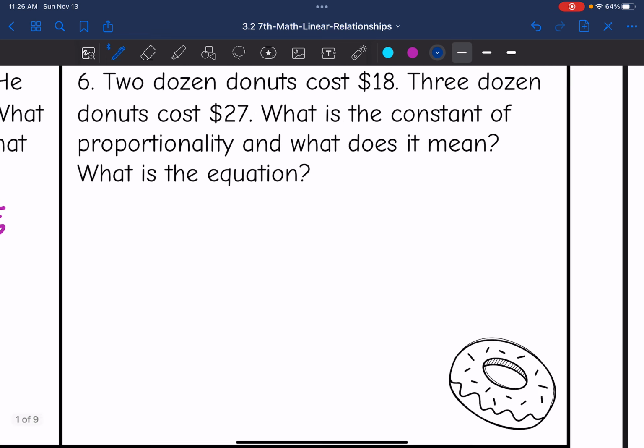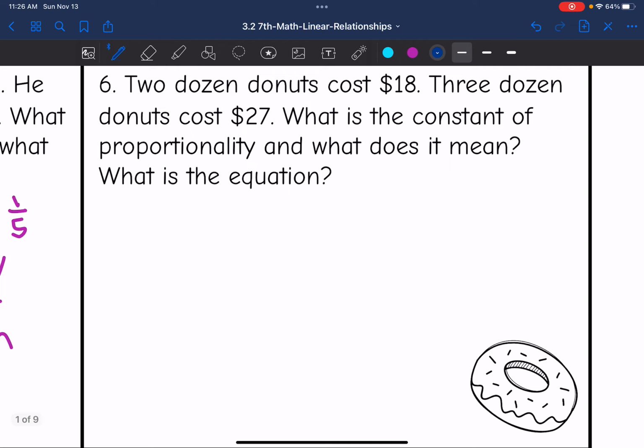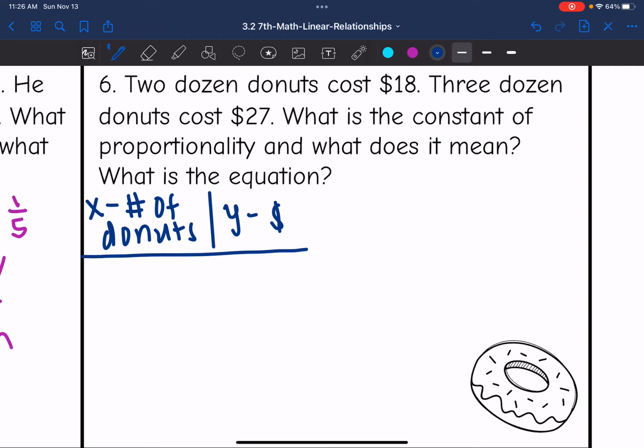Okay, let's look at the last one. It says 2 dozen donuts cost $18 and 3 dozen donuts cost $27. What is the constant of proportionality and what does it mean? So remember, we're trying to find the unit rate, how much it costs for one. So I'm going to find the cost of one donut. Let's make a table of the information that they gave us first. So X is going to be the number of donuts, and then Y will be the cost of those donuts.